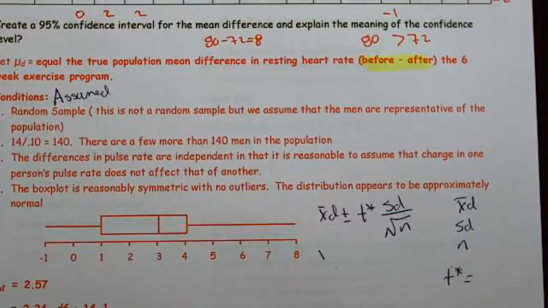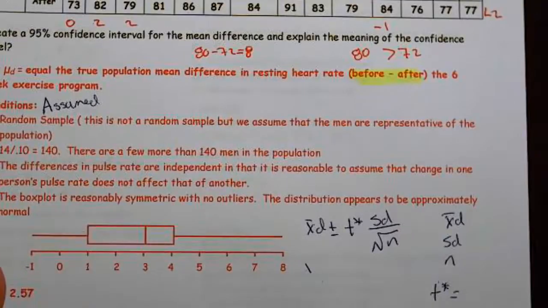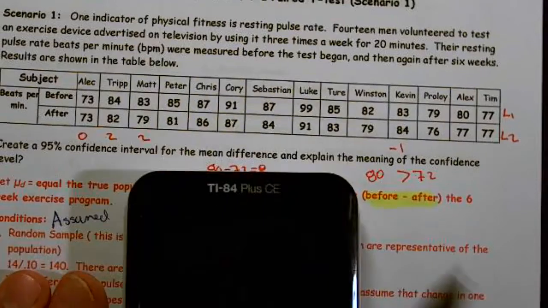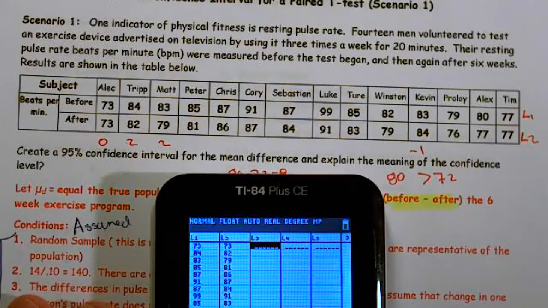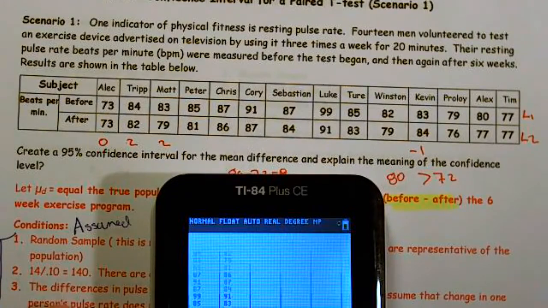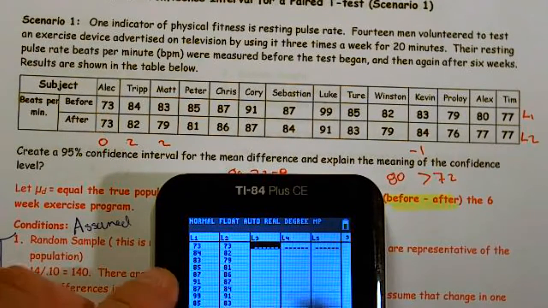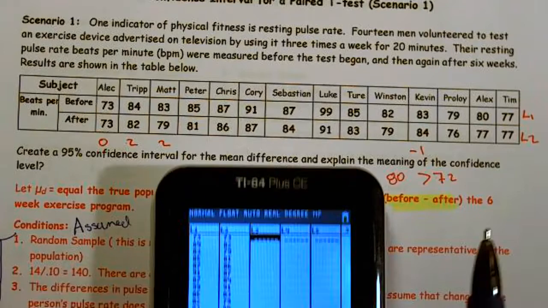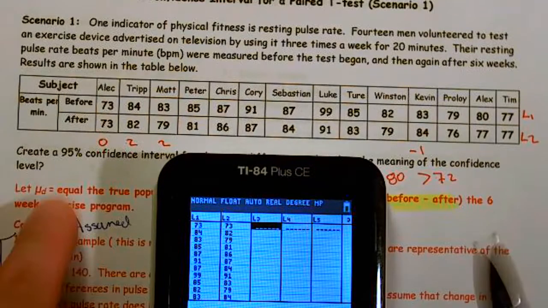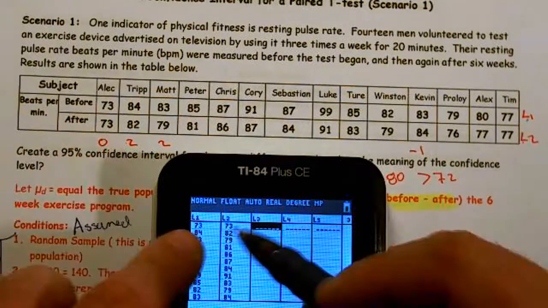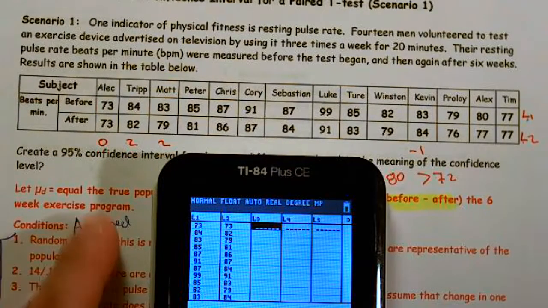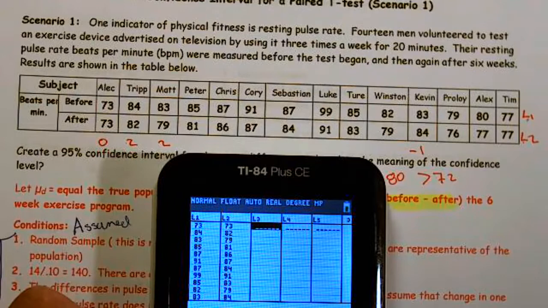All right, T star is going to be based on 95%. So here's the way I have to do this. First off, I need to go to stat edit and enter my data. So there's my list of data. And basically I put the befores in L1, the afters in L2. It's all entered there. I really don't want to subtract this by hand and do all the averages.